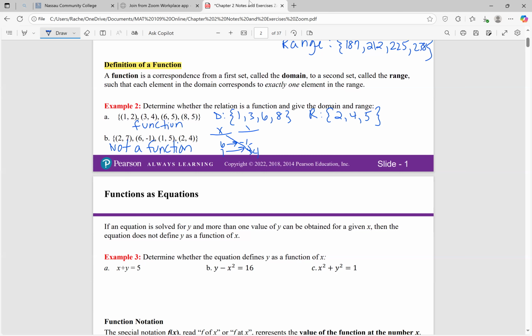And the trick is, when you're looking at a set of ordered pairs, if there's an x value that repeats itself more than once, it's not a function, because then it's going to be pointing to more than one y value or element in the range. So the domain in this case is 2, 6, and 1. And then the range is the set of all the y values. So 7, -1, 5, and 4.